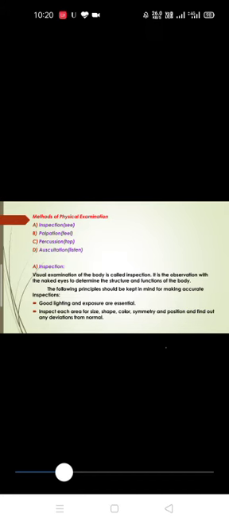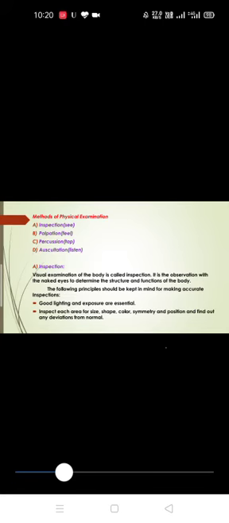Okay, so here we have four methods of physical examination, four different methods of doing physical examination. The first method is inspection, second is palpation, third is percussion, and the fourth is auscultation. In the first method, inspection, it means to see. We will see and observe.